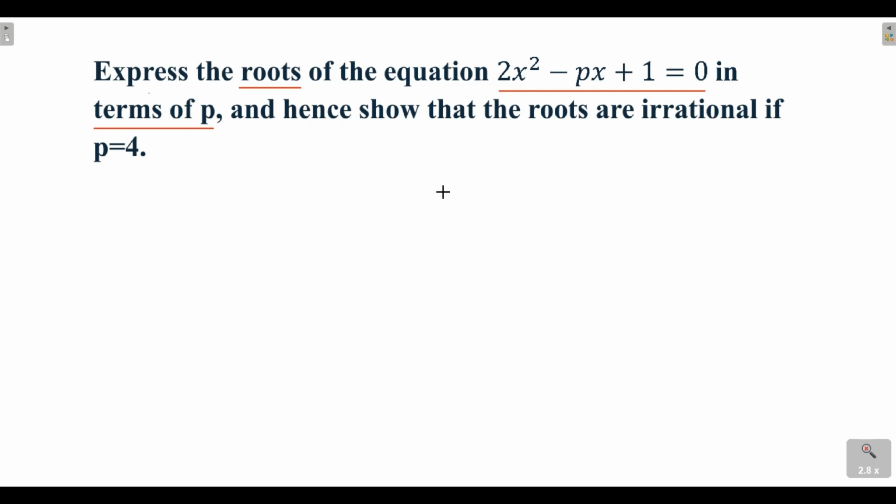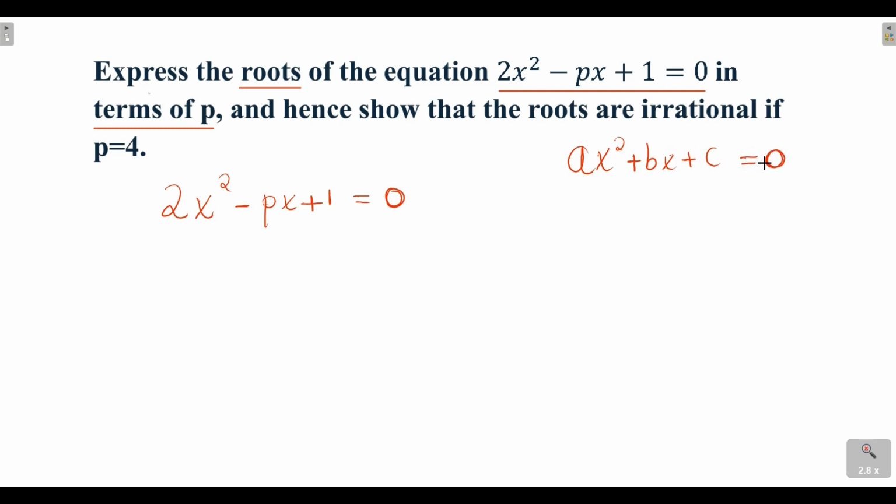Here I'm going to look at part A of this question, and we'll look at part B after we have found the solution to this equation. We are given the quadratic equation 2x squared minus px plus 1 equals 0, which is in the form ax squared plus bx plus c equals 0.